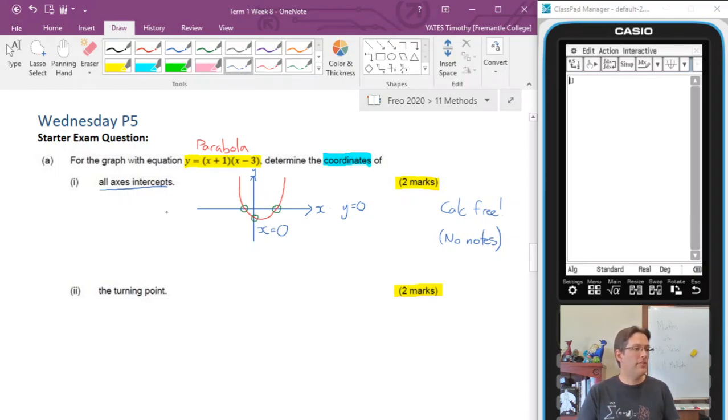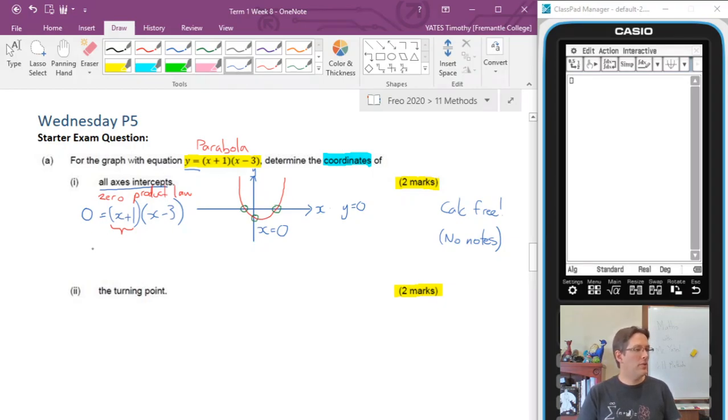We've done similar ones to this in class before. So what we want to do, to find the x-intercepts, is set y equal to 0 in this equation. So I'm just going to write that. 0 equals (x plus 1)(x take 3). And we can use what's called the zero product law. Basically, if anything in either of these brackets is equal to 0, then the whole thing will multiply to 0, because 0 times 0, or anything times 0, is equal to 0.